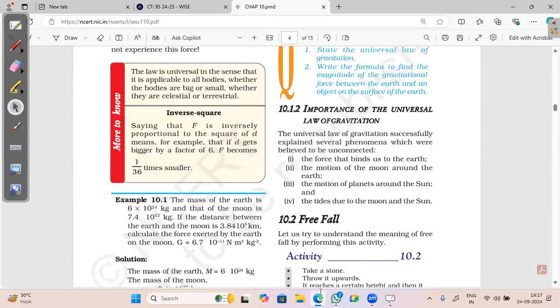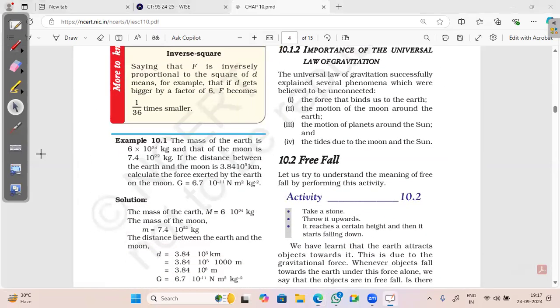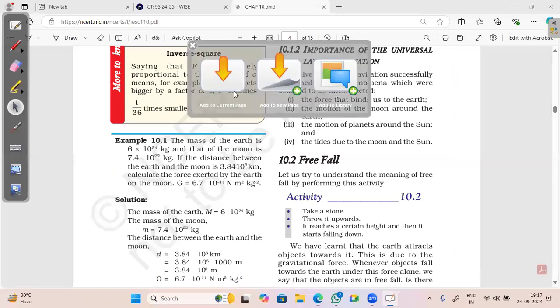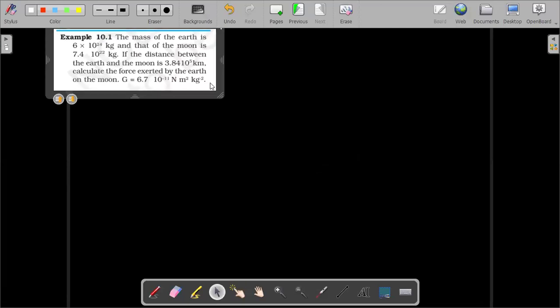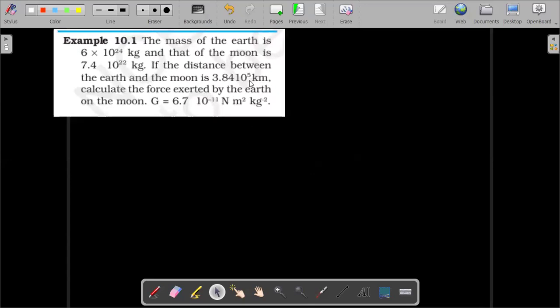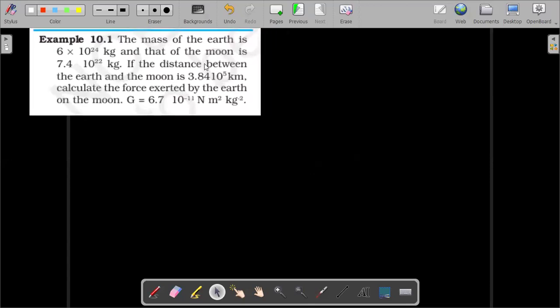We'll see a few questions here. Just see this question. The mass of Earth is 6 into 10 to the power 24 kilogram, and that of the Moon is 7.4 multiplied by 10 to the power 22 kilogram. Sir, easy. I already solved this. Sir, can I solve it and give you the answer? Yeah, please solve it. Sir, it's 3.84 into 10 to the power 5, no? Yeah, 3.84 into 10 to the power 5 kilometer.